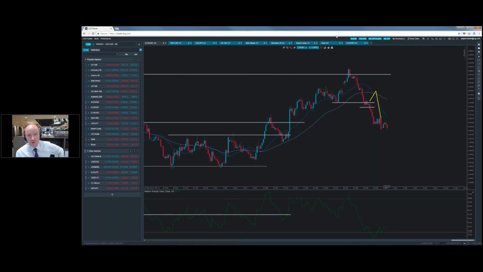Dollar strength really more than euro weakness, I would suggest, but obviously we did see that euro weakness in the pound chart as well. You could see this little yellow line on my chart. It doesn't actually really mean anything. This is just kind of what I was looking for.